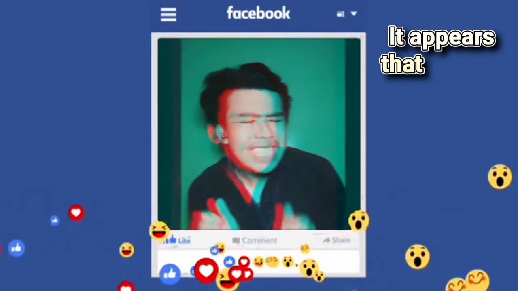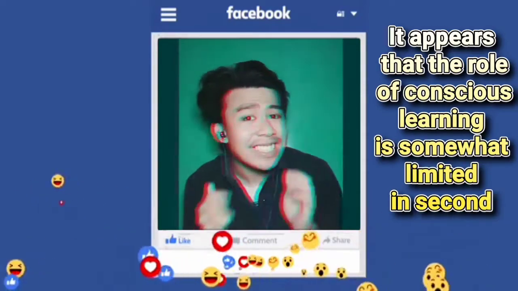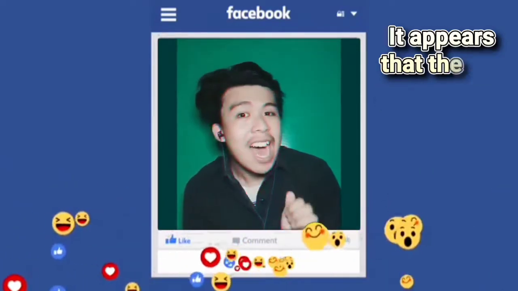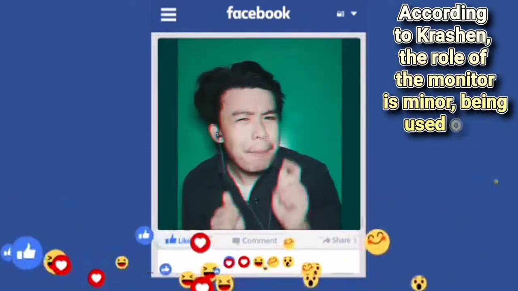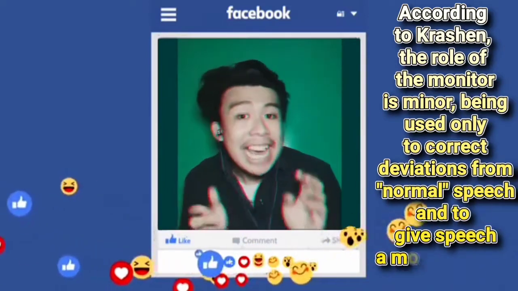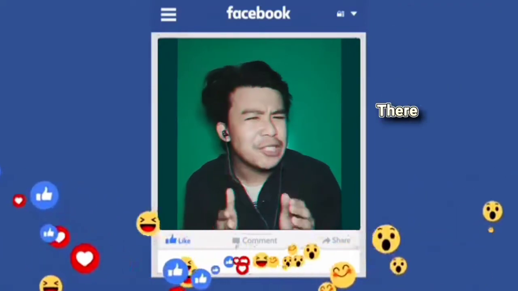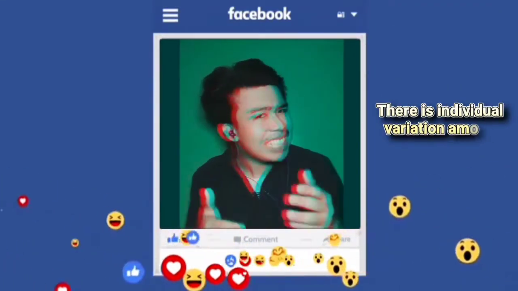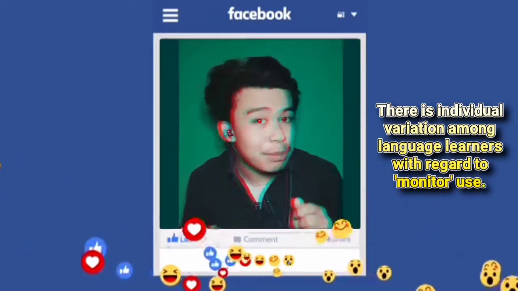It appears that the role of conscious learning is somewhat limited in second language performance. According to Krashen, the role of the monitor is minor, being used only to correct deviations from normal speech and to give speech a more polished appearance. Krashen also suggests that there is individual variation among language learners with regard to monitor use.